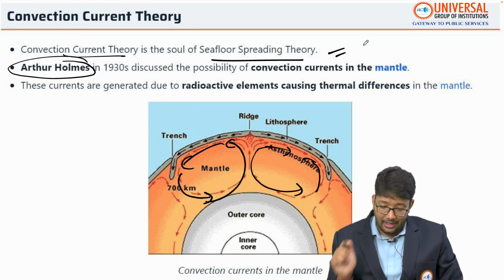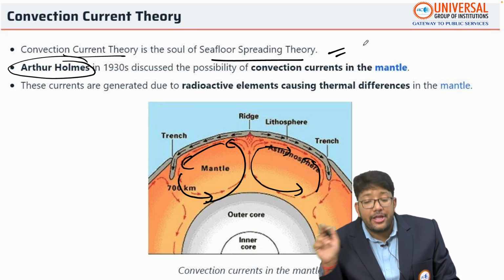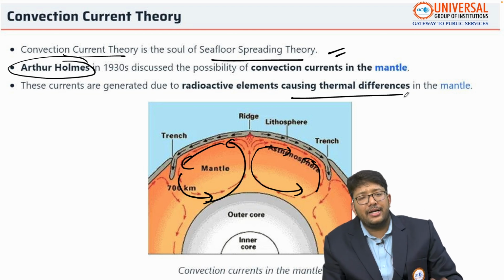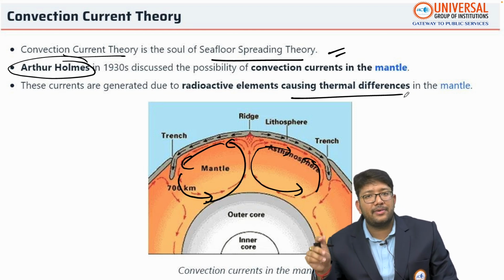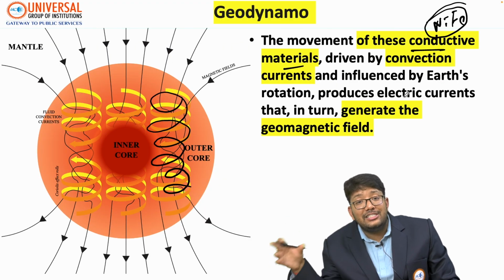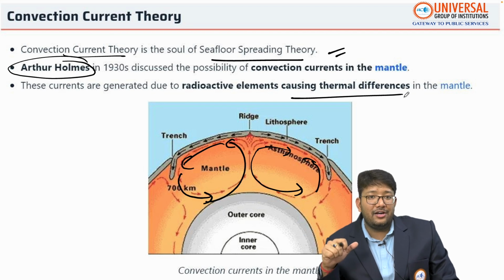Okay, so basically these currents are generated due to radioactive elements causing thermal difference in the mantle. That we will talk about, don't worry. Convection current theory and sea floor spreading are all connected with each other. For now, just understand that this geodynamo, the magnetic field, is also due to this convection current theory.